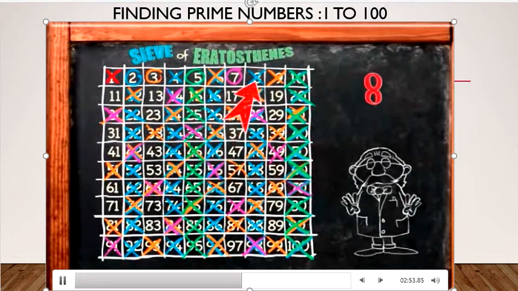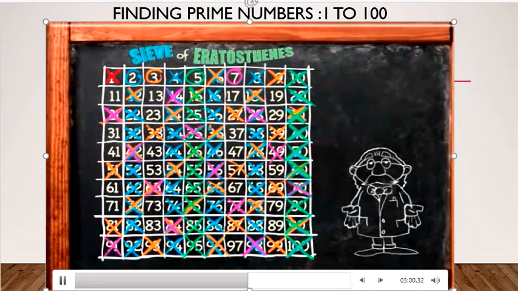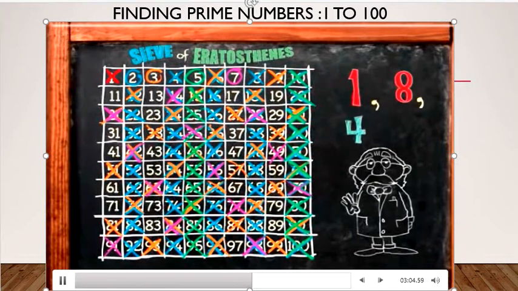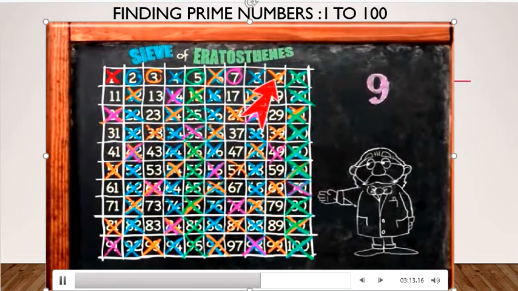8 is not a prime number. Do you know why? Because 8 has more than 2 factors. The factors of 8 are 1, 8, 4, and 2. 8's multiples are already crossed out because if a number is a multiple of 8, it also has a factor of 2. 9 is not a prime number because its factors are 1, 9, and 3.